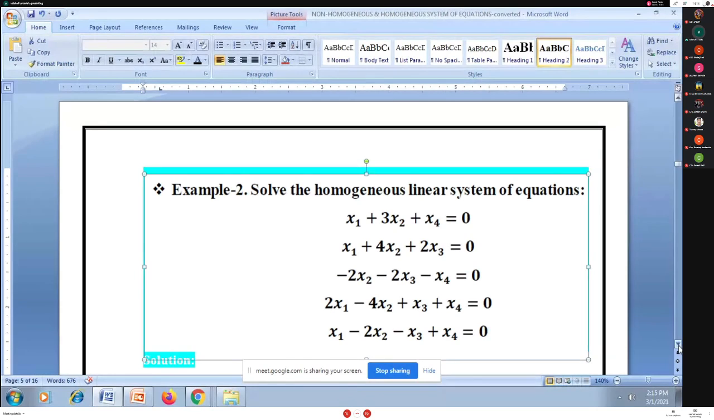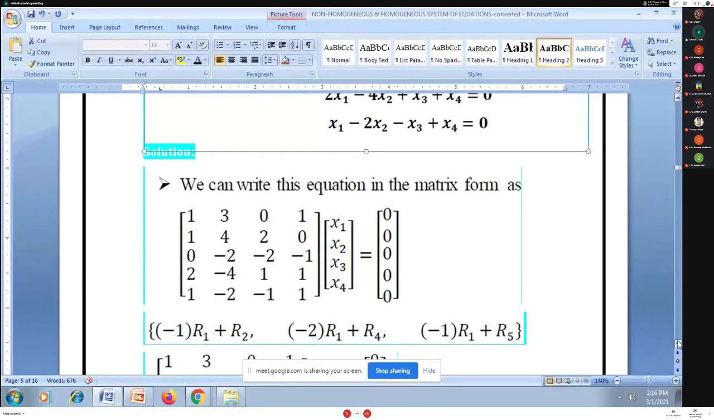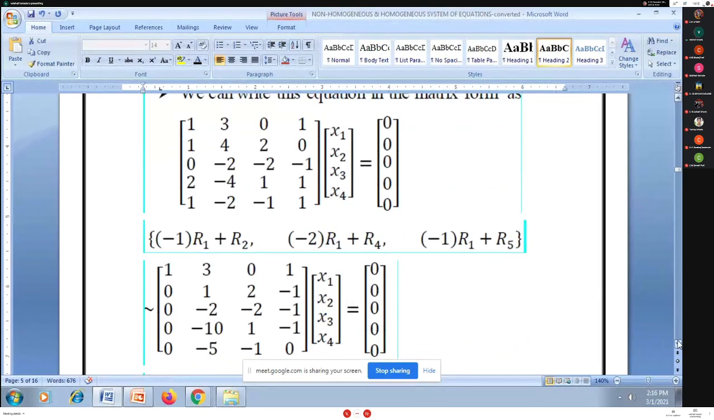We write this system as Ax = 0, and after that we use row transformations to convert A to echelon form. Whatever row transformation I use, the same I have to apply on the right hand side. But for a homogeneous system, the funny thing is that all entries on the right hand side are 0, so whatever row transformation I apply, the right hand side will be 0 only.